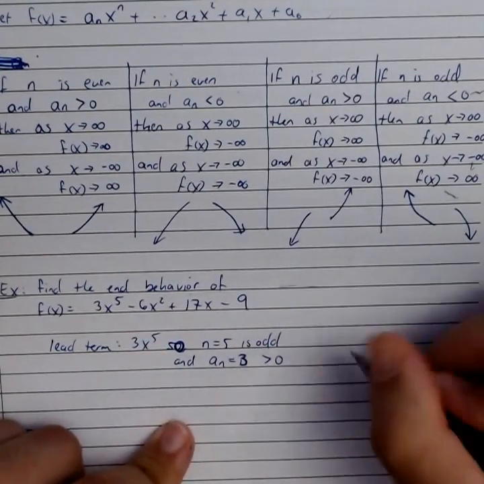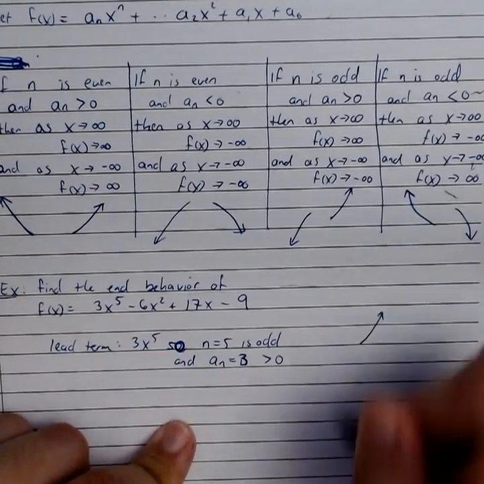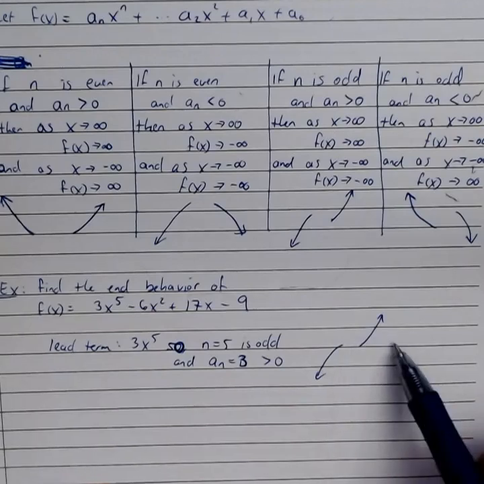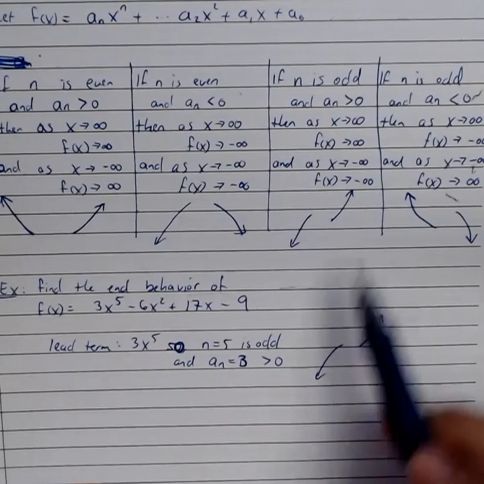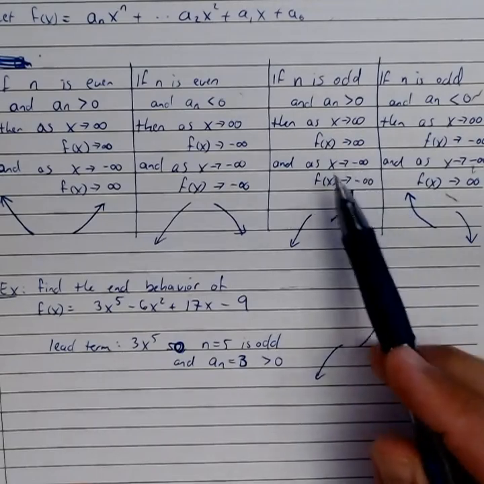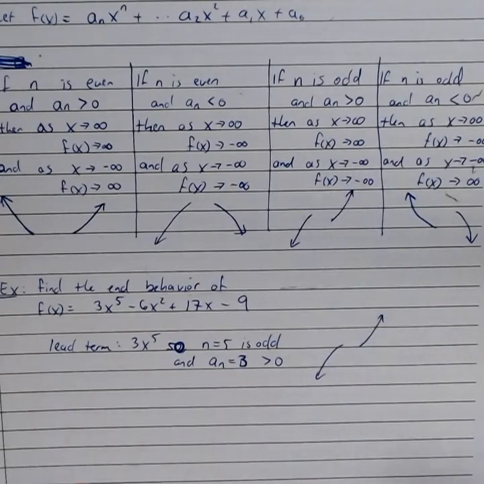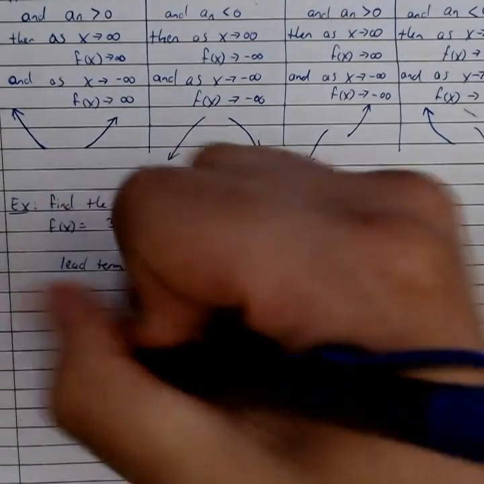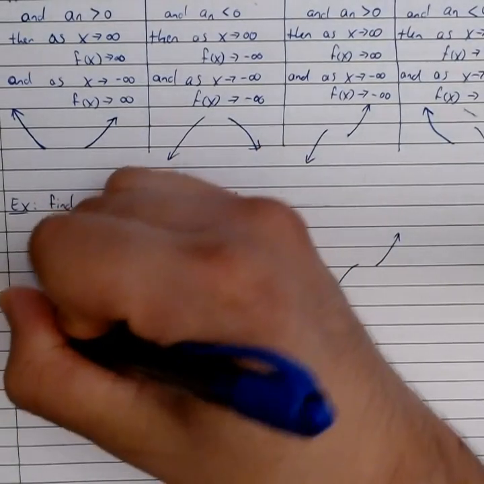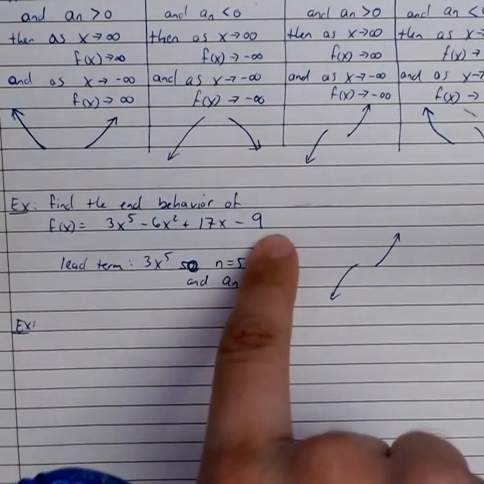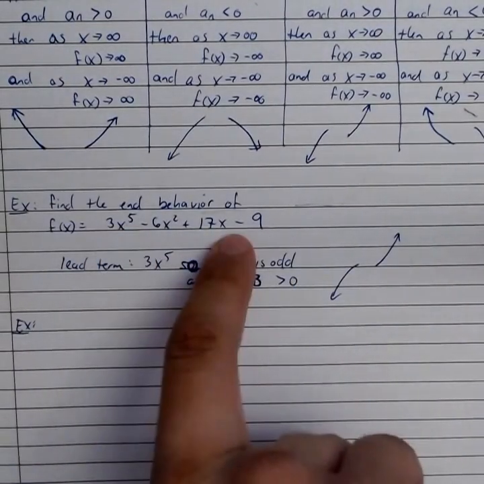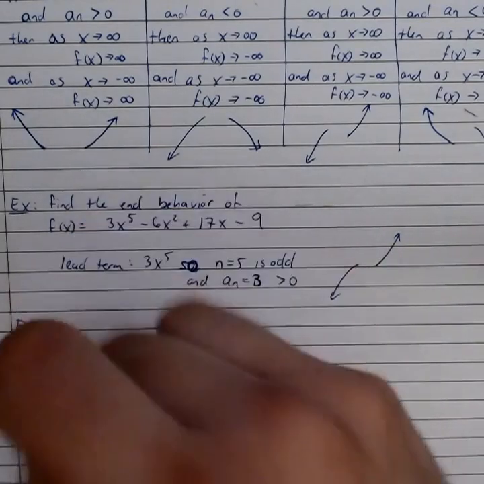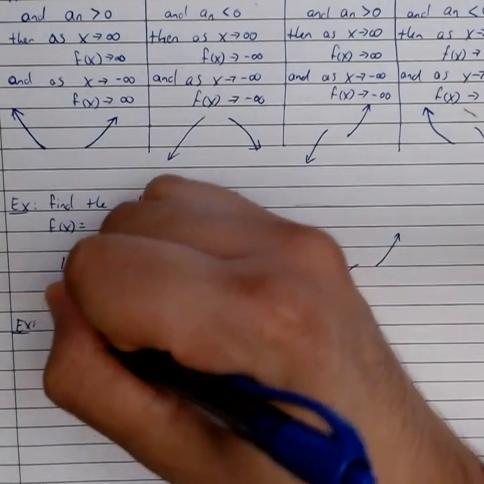So our end behavior is it's going to go up to the right and down to the left. As your x approaches infinity, your y will approach infinity. As your x approaches negative infinity, your f of x, your y, will approach negative infinity. And there we go. That's your end behavior. Do note that your function should be written this way. If it's not, you're going to have to write it this way, or at the very least, write the first term this way. So same kind of question, find the end behavior.